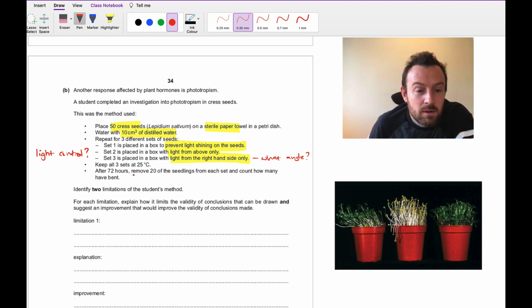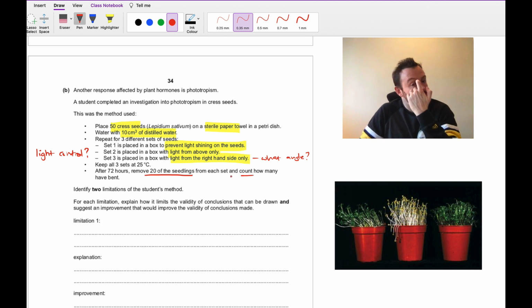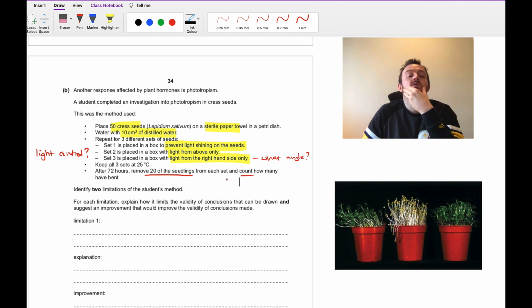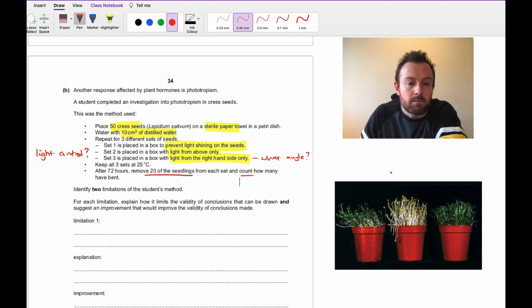After 72 hours, remove 20 of the seedlings and count. That's interesting. Okay, so 50 seeds grown, 20 counted. Well, how do you know which ones to count? For example, to illustrate, this is kind of what this experiment might look like. Except this is light from the left. So we have light from the left. Maybe no light was this one. And then we have light above, maybe here.